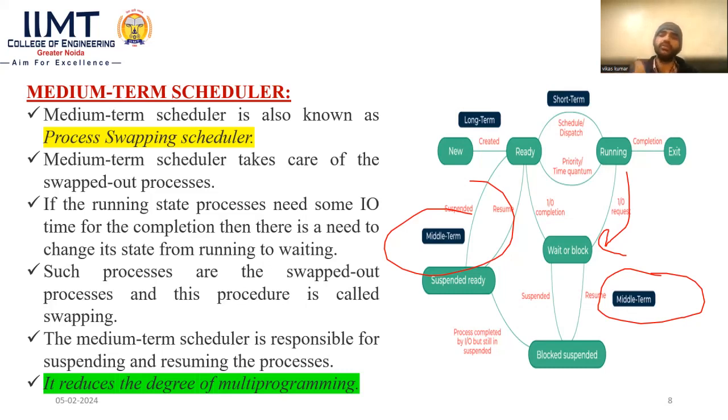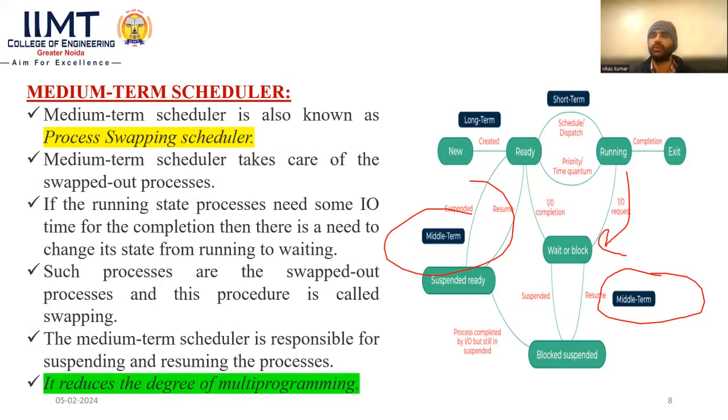The long-term scheduler is responsible for controlling the degree of multi-programming. For example, if you are not controlling the degree of multi-programming, then who will reduce it? It is reduced by the medium term scheduler, also called the mid-term scheduler. The degree of multi-programming is controlled by the long-term scheduler algorithms. So these are the 5-state and 7-state diagrams.